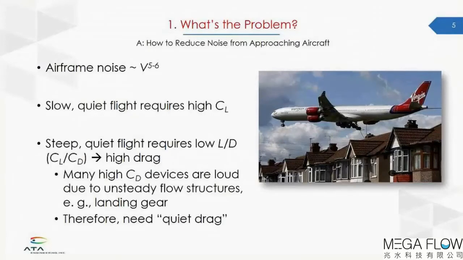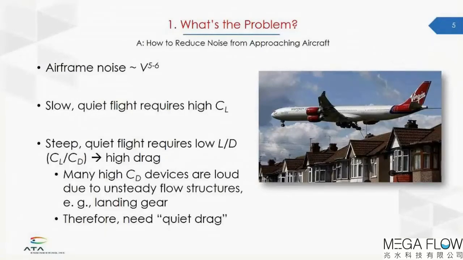That would reduce the acoustic source strength, but it would require a high lift coefficient on approach. Flying steeper, that is putting the sources farther away from the community, that would require a low lift-to-drag ratio, or flying cleaner, that is to remove some of the exposed structures during the descent. And all of that motivates a need for what I call quiet drag.